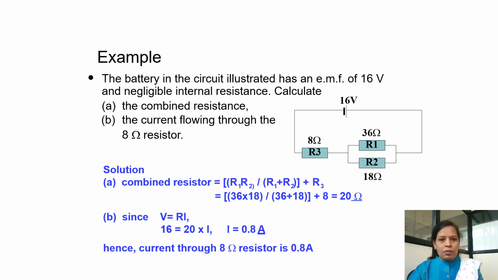Now, the current flowing through the 8 ohm resistance can be calculated by using Ohm's law, that is V is equal to I into R. We know the value of V, that is 16 volt. We know the value of equivalent resistance R, that is 20 ohm. Therefore easily we can calculate the value of current I is equal to 16 divided by 20, that is 0.8 ampere. Hence the current flowing through the 8 ohm resistance will be 0.8 ampere.